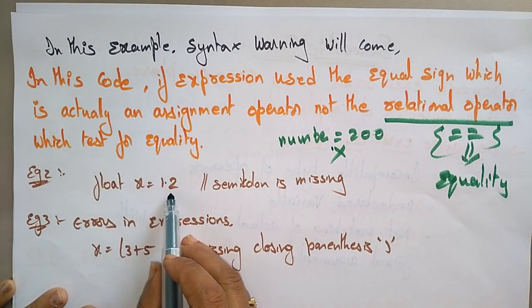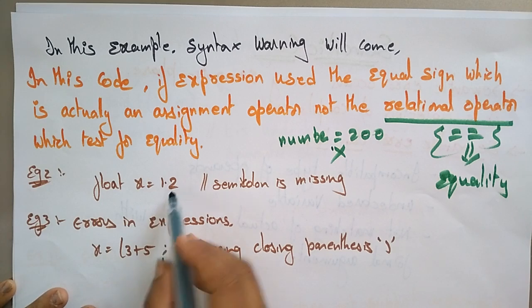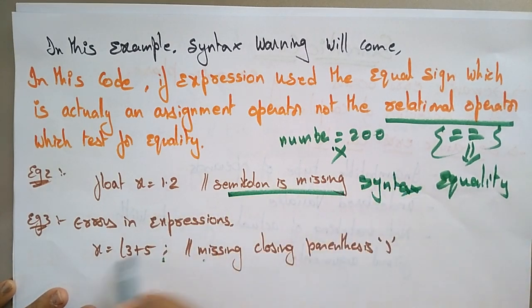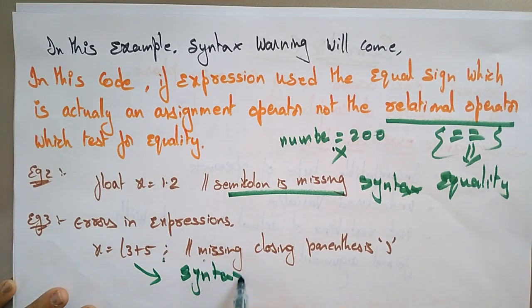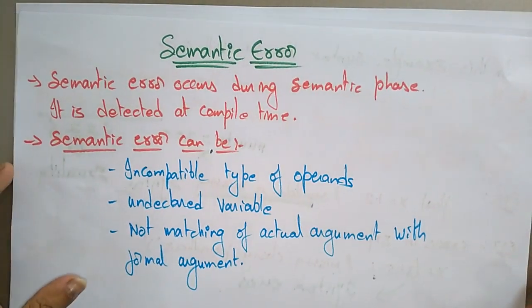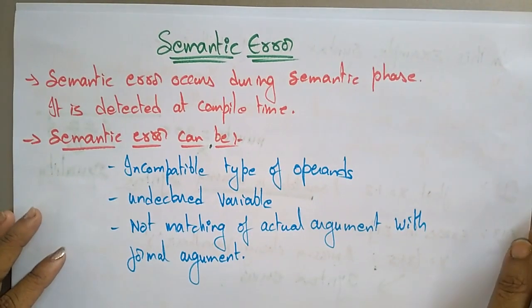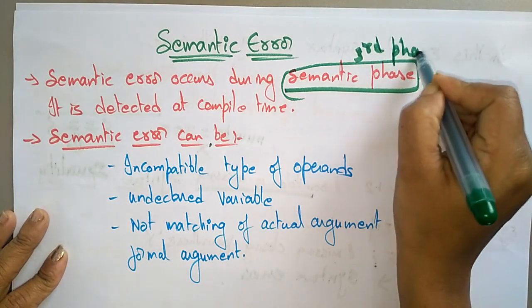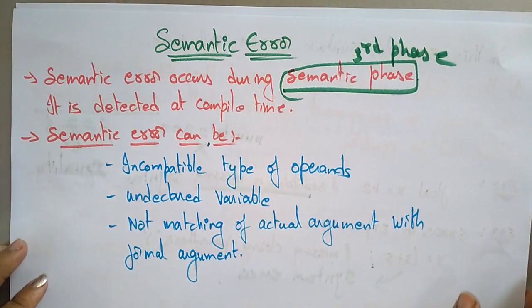Here, float x is equal to 1.2, the semicolon is missing. So this is one type of syntax error. And if you didn't close the parenthesis, that is also one type of syntax error. So these are the different types of errors that you come across in the syntax phase. Now coming to the last one, the semantic errors. Semantic errors occur during the semantic phase, that is the third phase. They are detected at compile time.